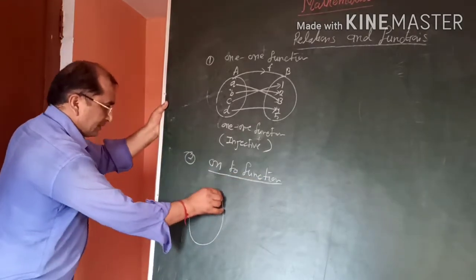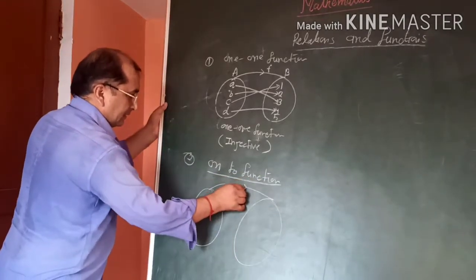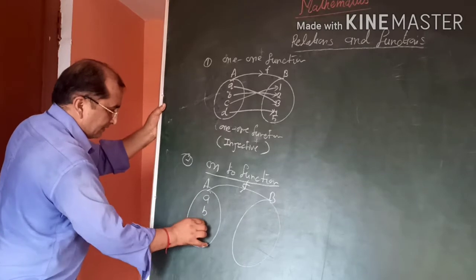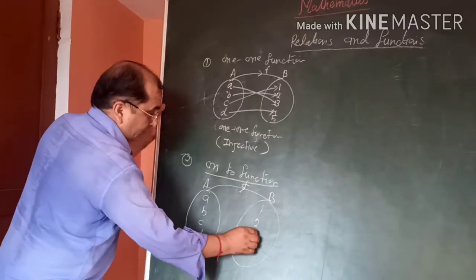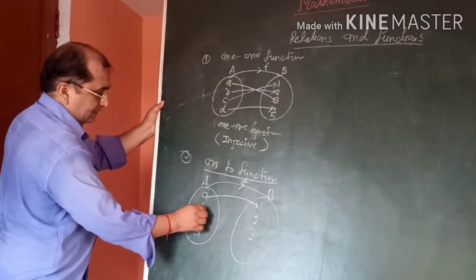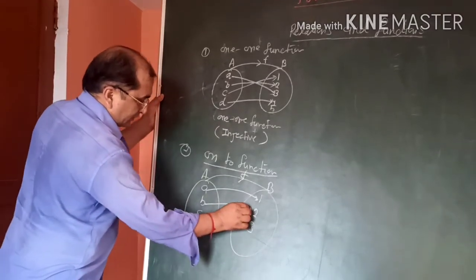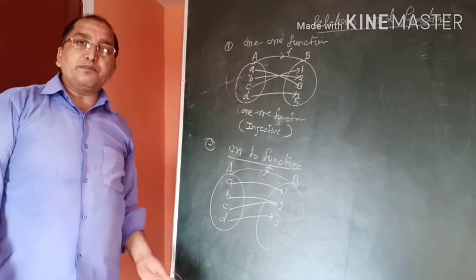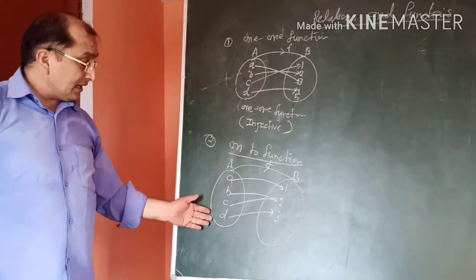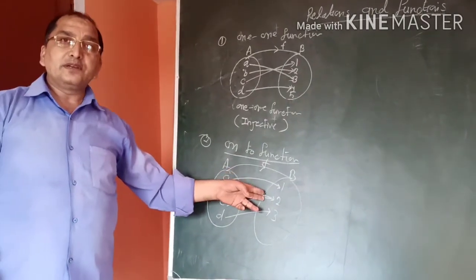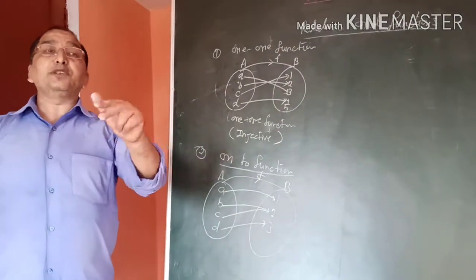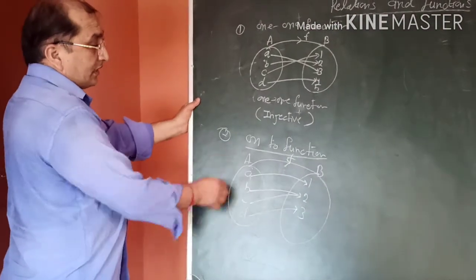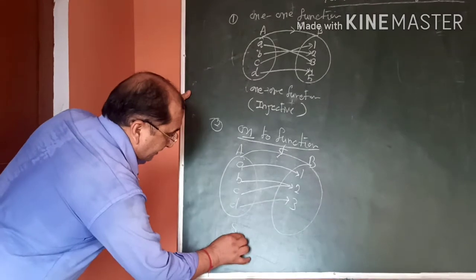Onto function means, f, A, B: A, B, C, D and 1, 2, 3. Suppose this is here, this one is here also, this one is also here, this one is here. Now see, all the elements of A and all the elements of B are occupied, and no element is left here either. Two elements can have the same image, but one element doesn't have two images, and such a function is possible. Here no element is left, and this is known as an onto function or surjective function.